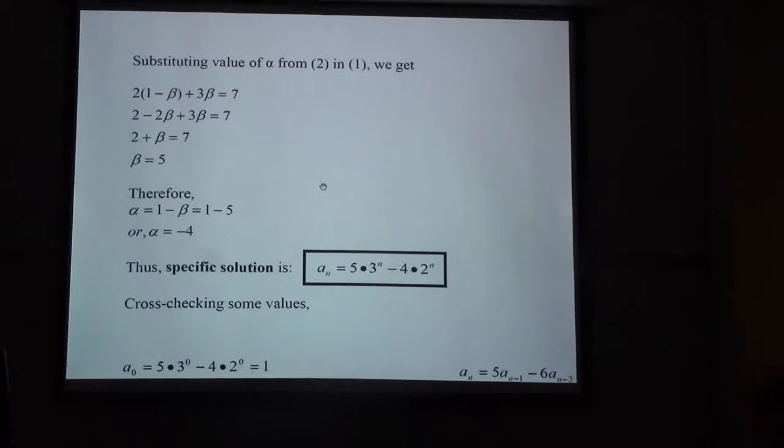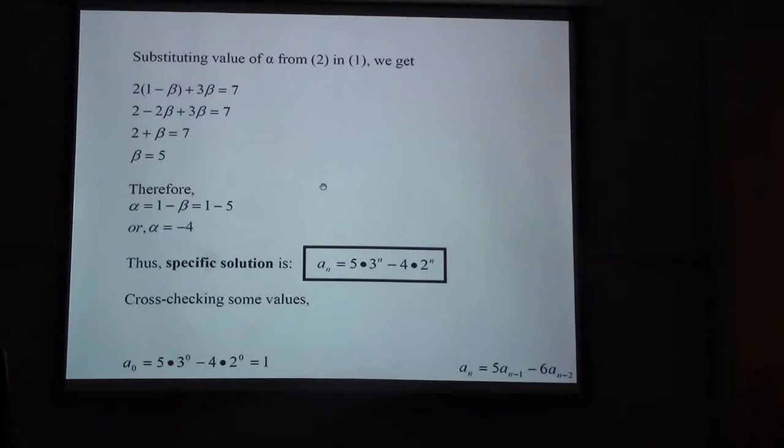This is called a closed form. Because now if I want to find out what is A sub 10, I don't care about A sub 9, 8, 7, 6, 5. A sub 10 is going to be 5 times 3 to the 10th minus 4 times 2 to the 10th. Tick, tick, tick, tick, tick. Done. Easy? Okay, let's do one more example.